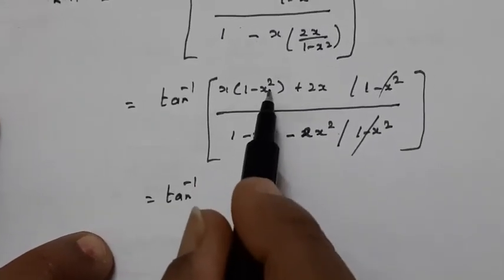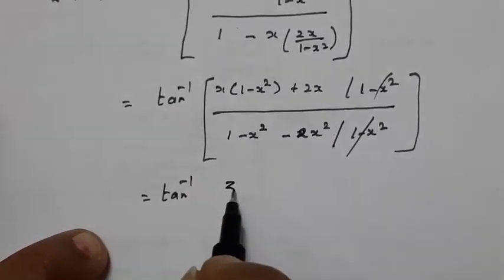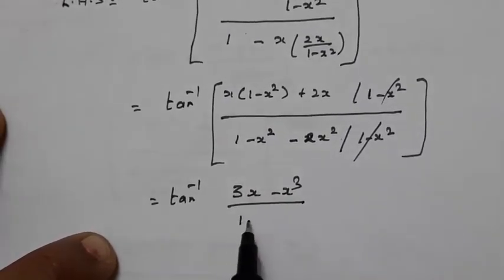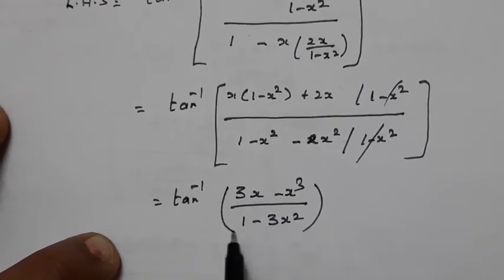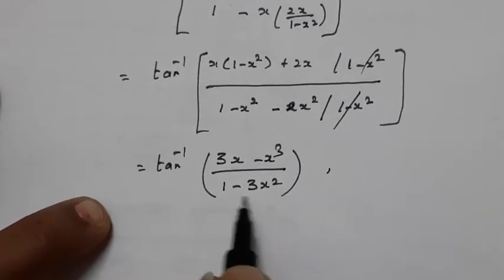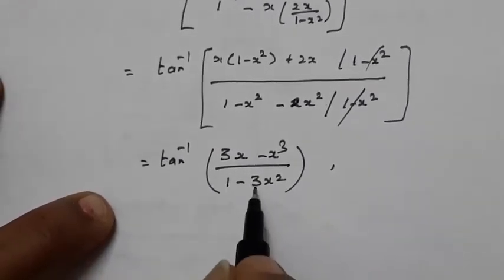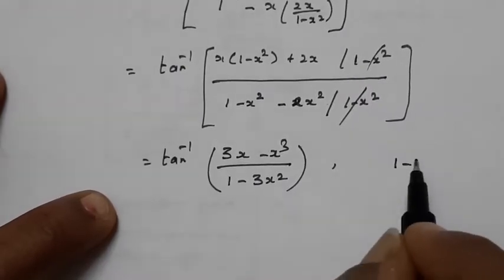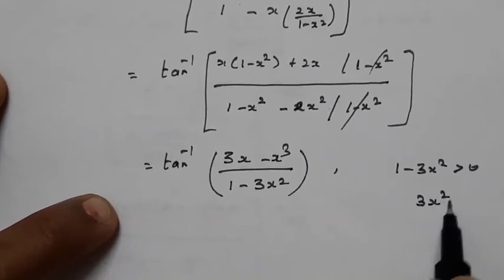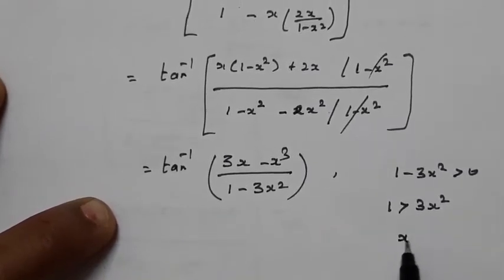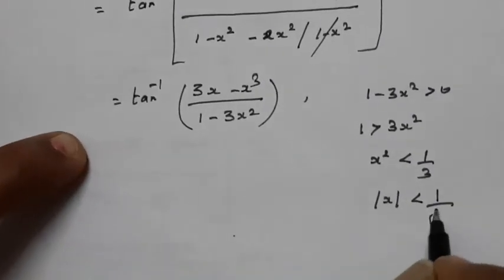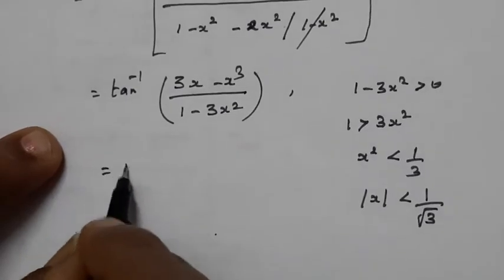So, x minus x cube. So x plus 2x will be 3x and minus x cube, divided by 1 minus 3x squared. So that is our right hand side. Moreover, for the tan inverse to exist, the denominator should not be 0. So that means 1 minus 3x squared must be a positive quantity, that is 1 is greater than 3x squared, or x squared is less than 1 by 3, or modulus of x is less than 1 by root 3.